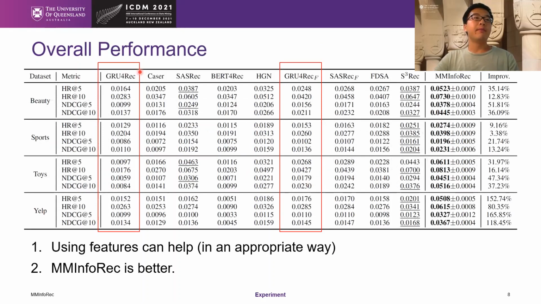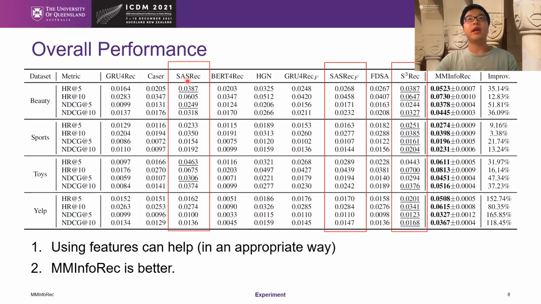For the overall performance, we observe a few interesting things. The first one is that if we can use the features, meaning the side information of items, in an appropriate way, sometimes it will help. For example, compared with these 2 columns, the feature-based version of GRU4rec has a great improvement. But when we compare SAS-rec and its feature-based version, we can see that directly using features in SAS-rec will drop the performance. While S3rec, which is based on SAS-rec, adds a few self-supervised learning training objectives, it can help to improve the performance. For our MMInfoRec, we can see that the improvement is relatively huge compared with the baselines here.